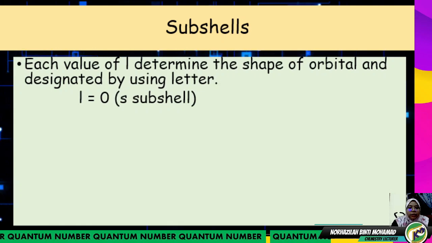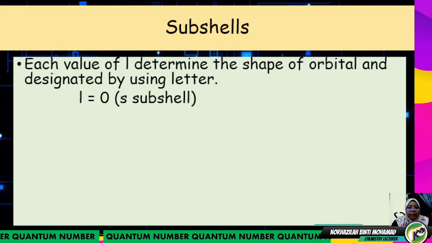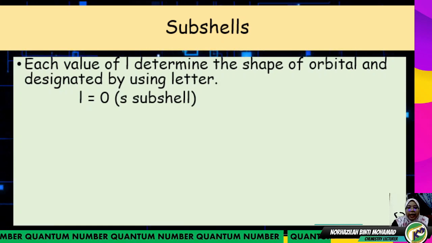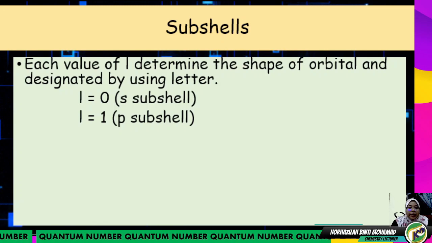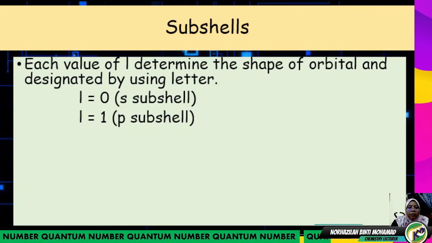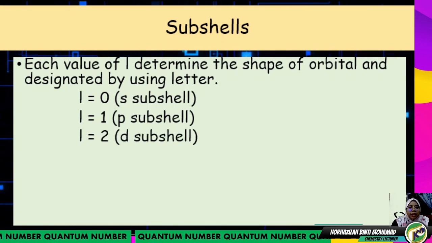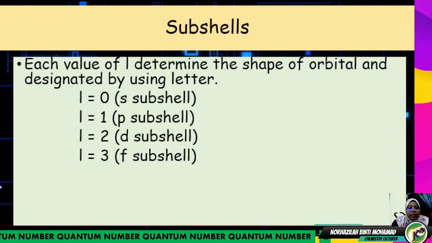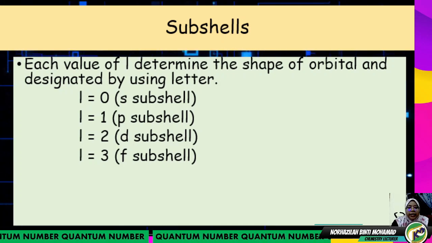L equals 0 is designated by the letter S, so we call it the S subshell. For L equals 1, the designated letter is P, so L equals 1 is a P subshell. L equals 2 is the D subshell, and L equals 3 is the F subshell. So these are the names of the orbitals.